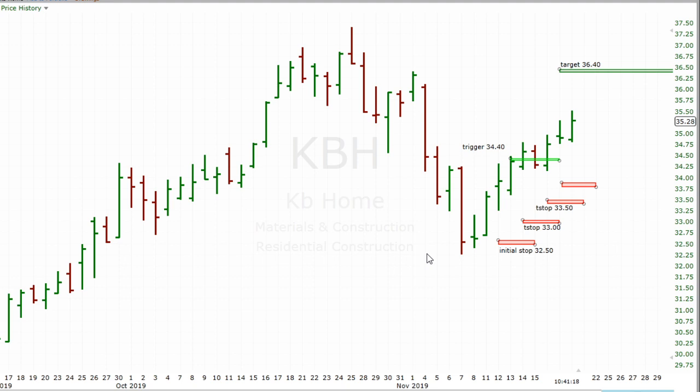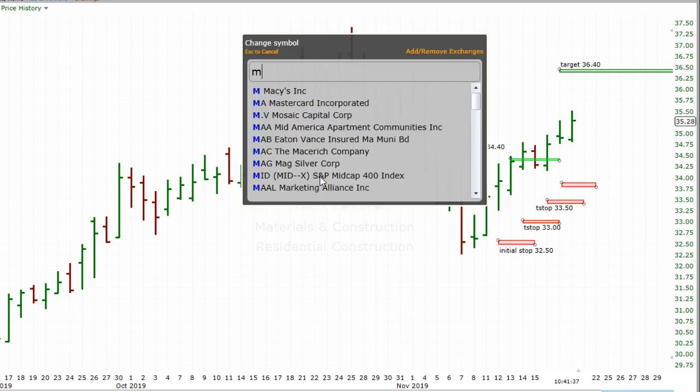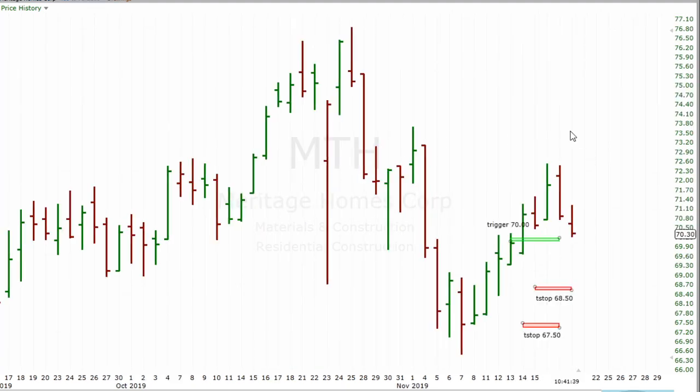Let's see. Got a couple more home builders here. Give me 1 second here. All right, so there you go. KB Homes. Next up, Meritage Homes.